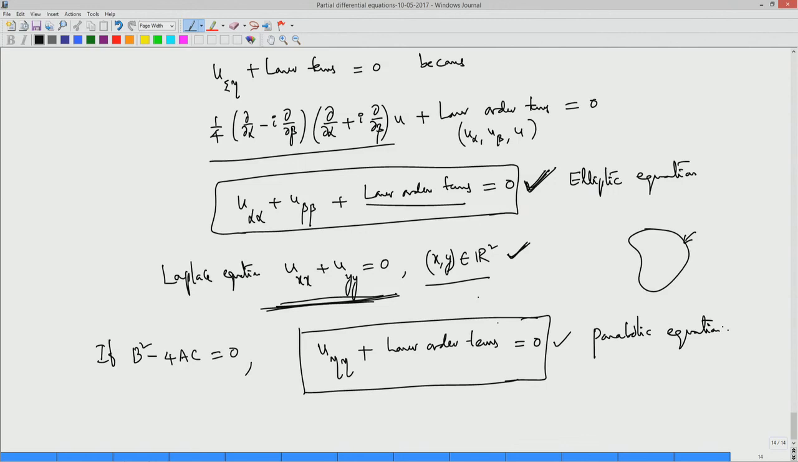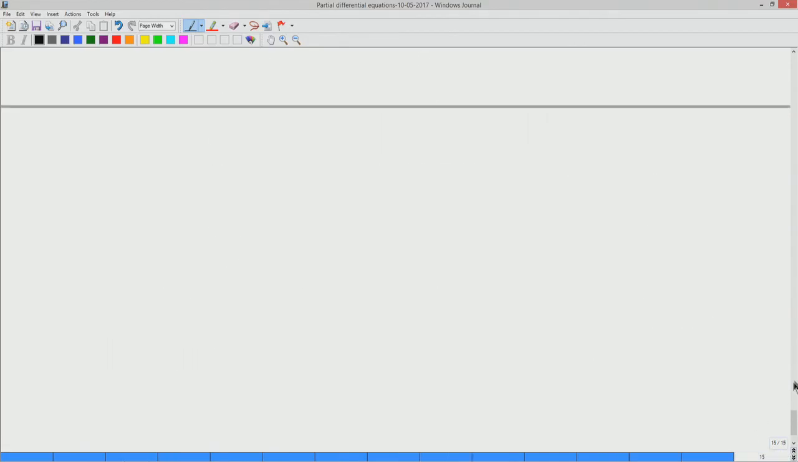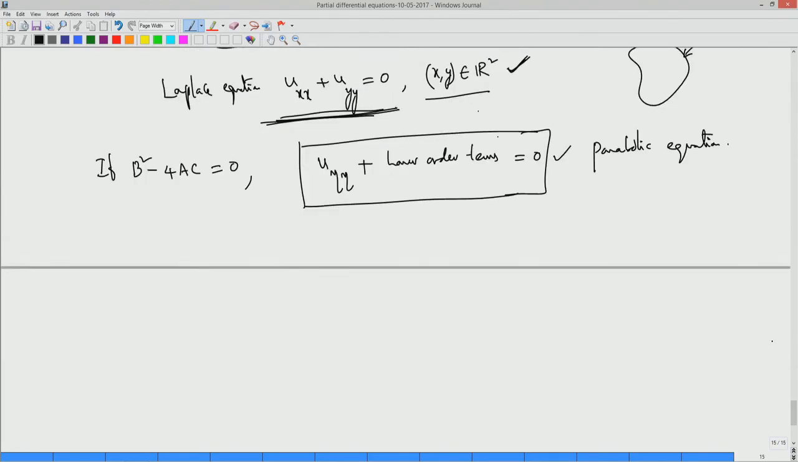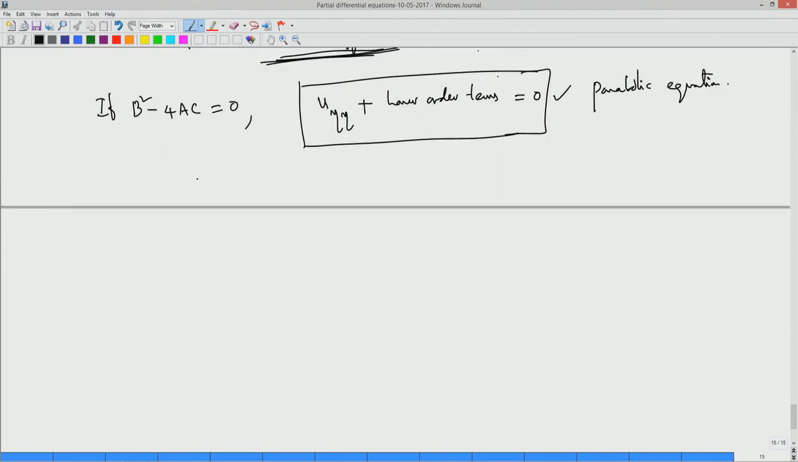So, if your equation transforms into this type, only one variable, u xi plus lower order terms or u eta eta plus lower order terms, then you say that it is a parabolic type of equation. So, what is the example here? We have not talked about the example. The typical example is the heat equation.